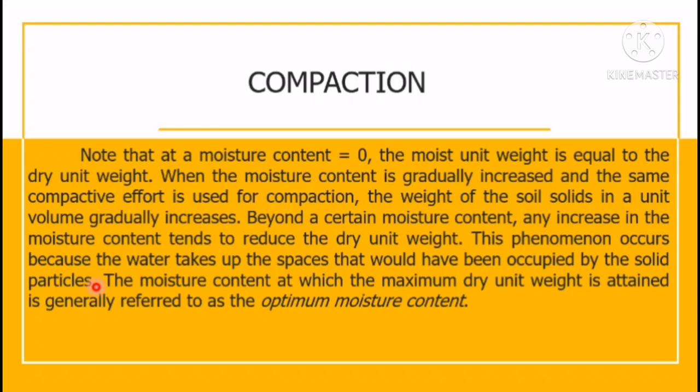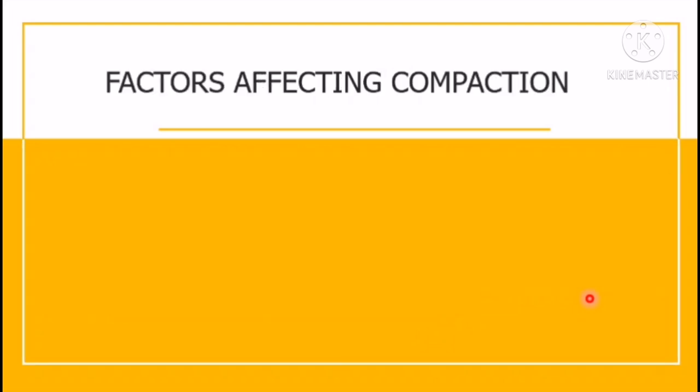So that's why we have to know what is the optimum moisture content of soil in order for us to attain what we call the maximum dry unit weight of soil. Okay? So, in compaction, there are factors affecting it. So, number one is the effect of soil type and the effect of compaction effort.